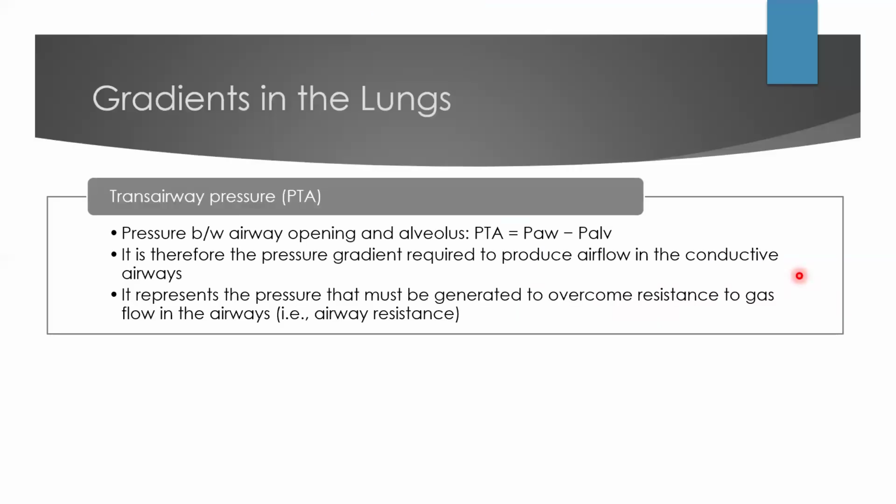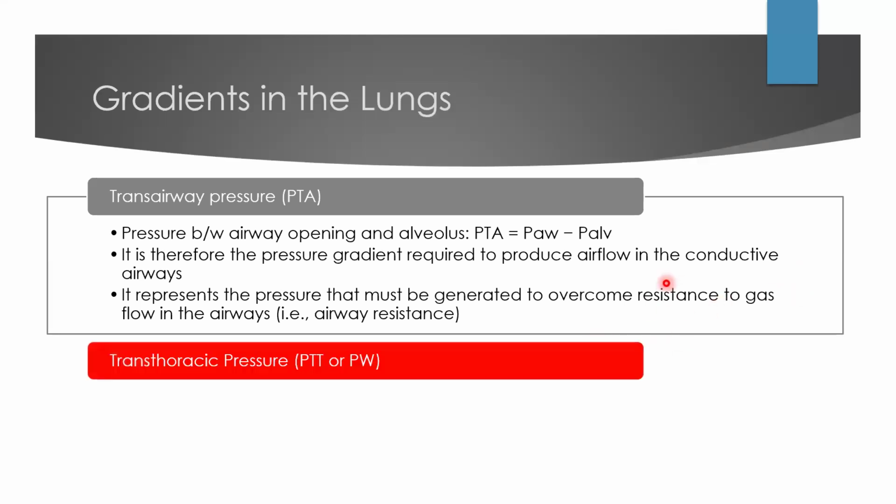So trans airway pressure we already discussed. Also see that the trans airway pressure, I said that this is the gradient that helps the flow of air from the airway to the alveoli. Mainly, this pressure helps in overcoming the resistance of the airway, and it means that if there is a higher resistance, the trans airway pressure will be high.